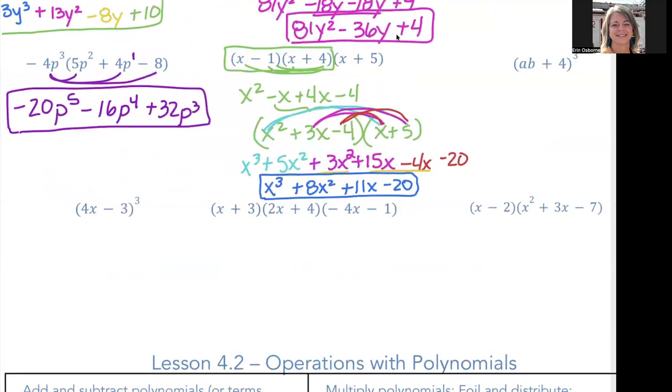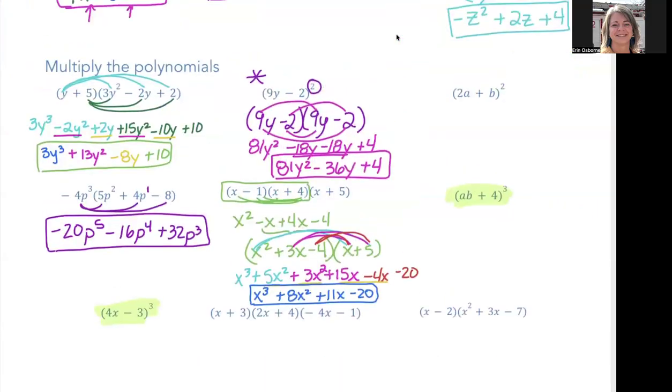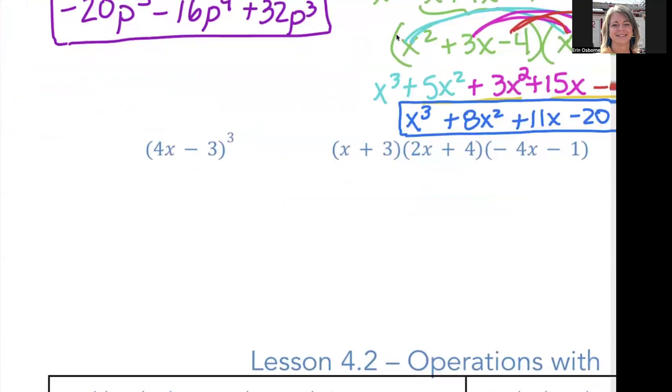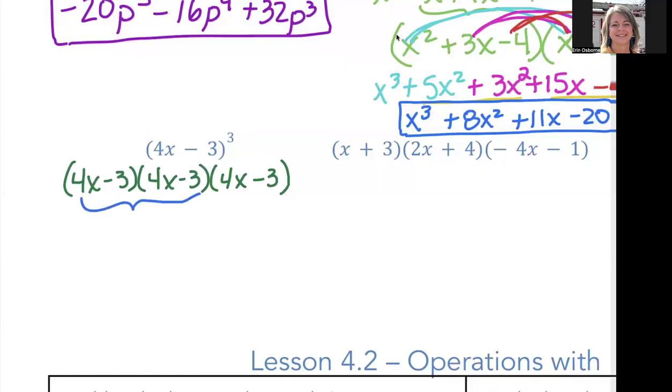Okay, the last two that aren't like the rest are this one and this one. But hopefully what you remember from these types of problems is that you just are forced to write it down that many times before you start multiplying. So let's head down to this one. 4x minus 3 cubed is how you say that. But you have to write 4x minus 3 three times to show that's what you understand the exponent means. Multiply something by itself 3 times. So again, start with these two and FOIL them.